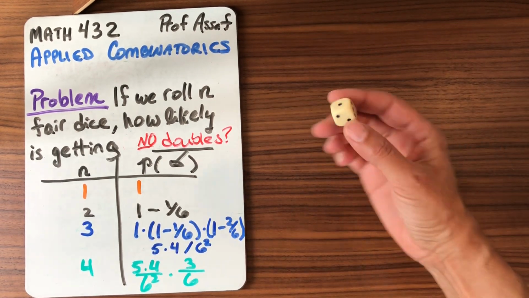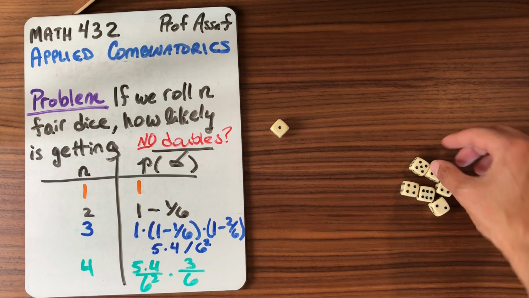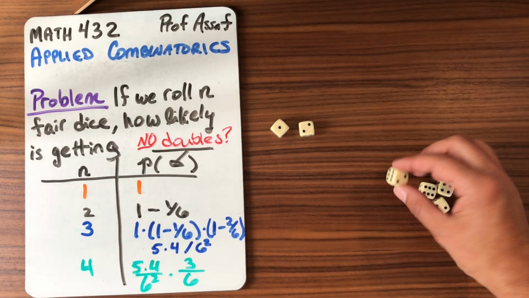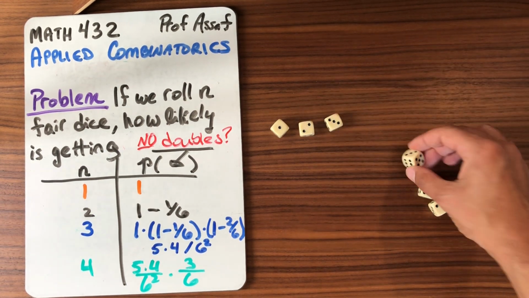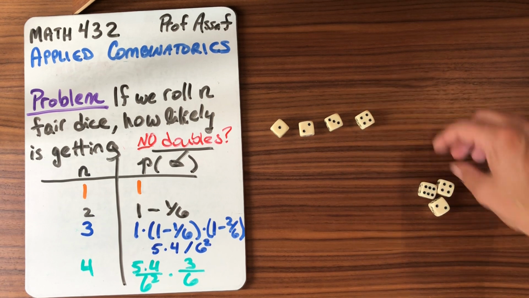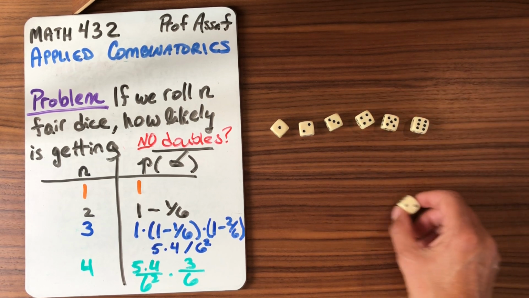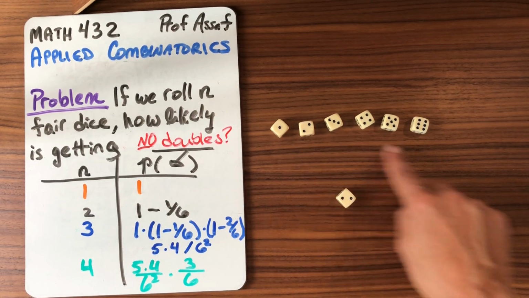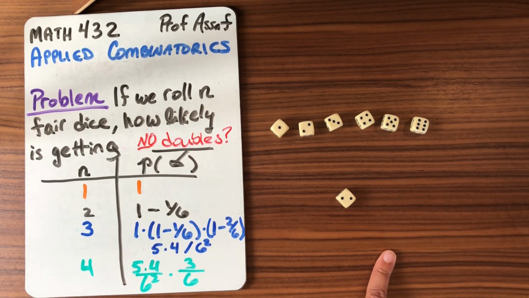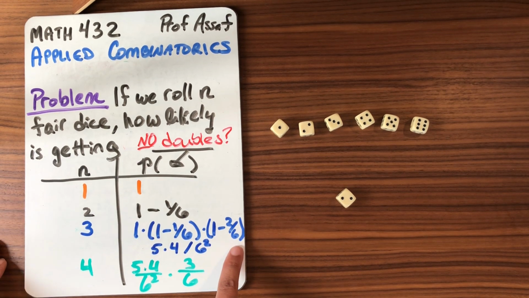Well, the first one can be any number. The second one could be any different number. The third one can be any different number. The fourth one can be any different number. The 5th one can be any different number. The 6th one can be any different number. And now the 7th one has to match one of these by the pigeonhole principle. And what's going to happen is I'm going to end up getting 1 minus 6 out of 6.